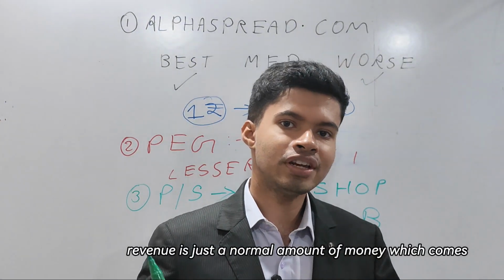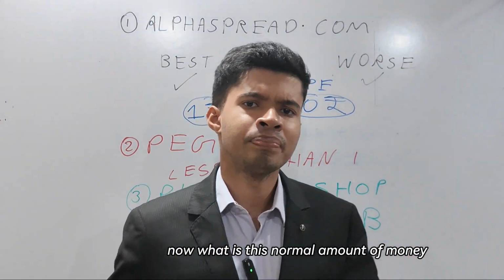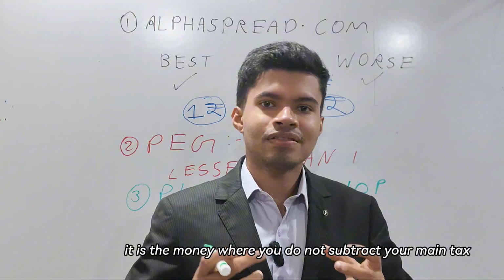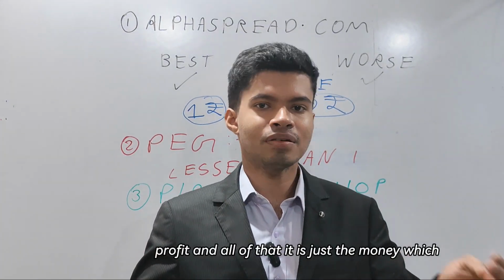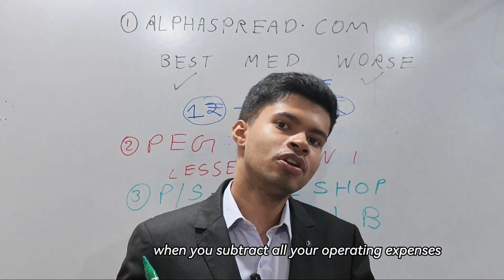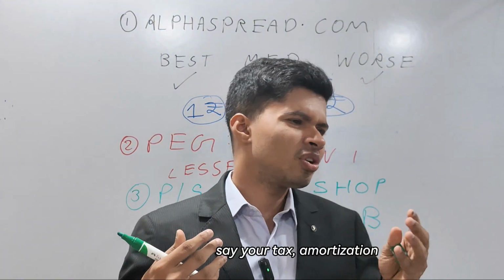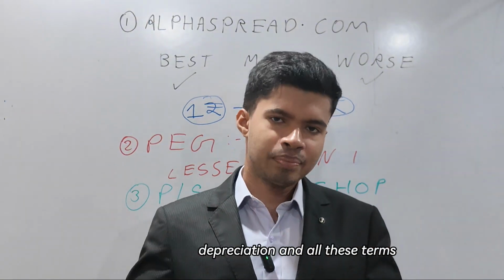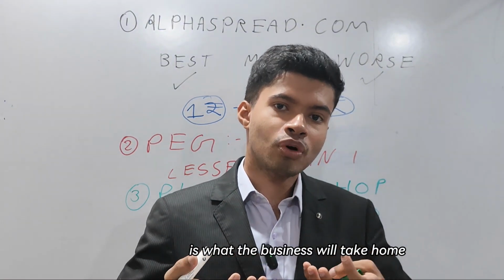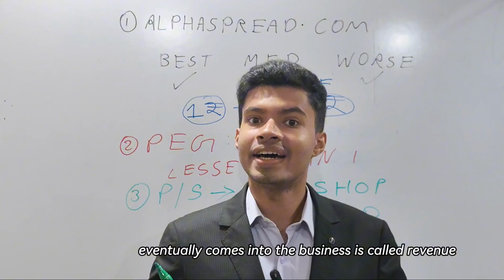Now what is revenue? Revenue is just the normal amount of money which comes. Now what is this normal amount of money? It is the money where you do not subtract your tax, profit and all of that. It is just the money which comes in. That's why it's called revenue. When you subtract all your operating expenses and you have all your, say, tax, amortization, depreciation and all these terms, what is left with you is called your net profit, which is what the business will take home. But what eventually comes into the business is called revenue.